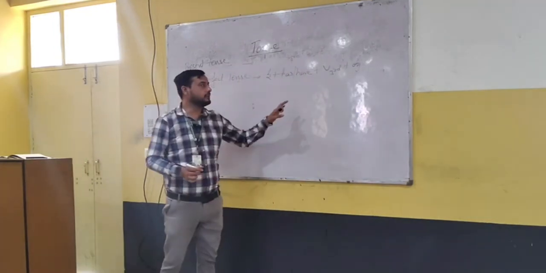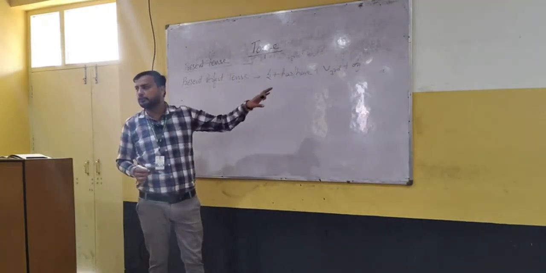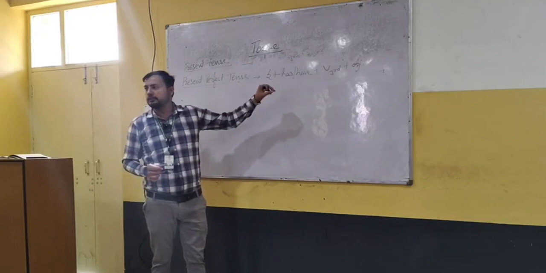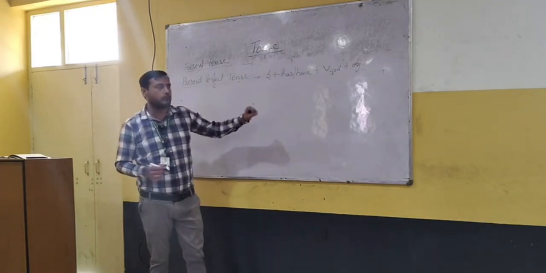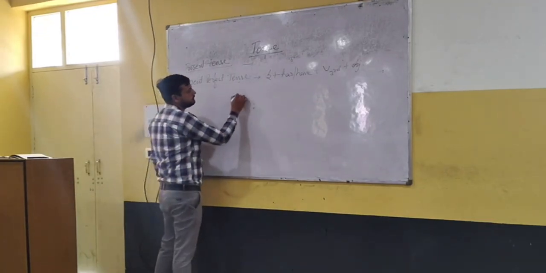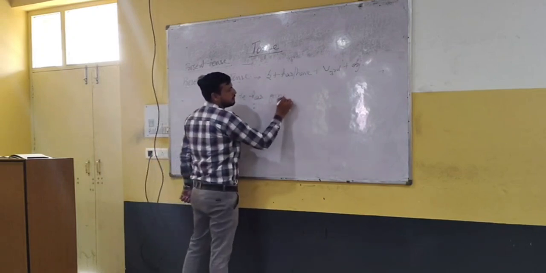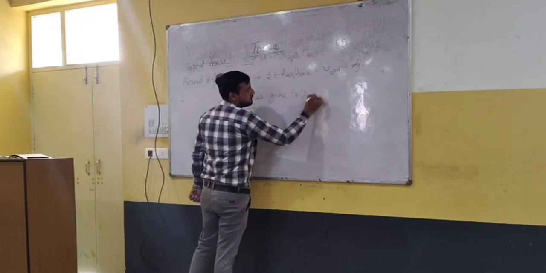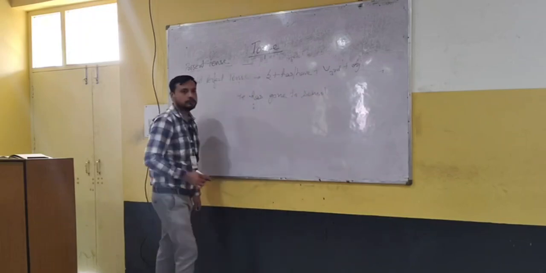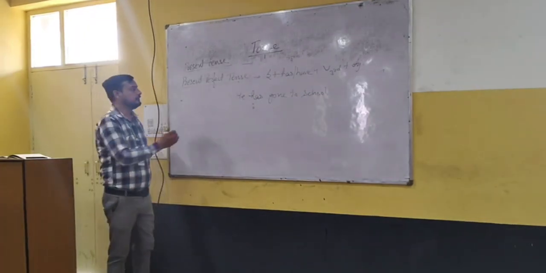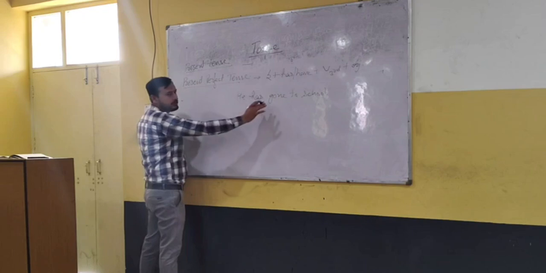Remember one thing, whenever there is has, have, had, you have to use verb की third form. Clear? For example, he has gone to school. Clear? This is the simple present perfect tense.